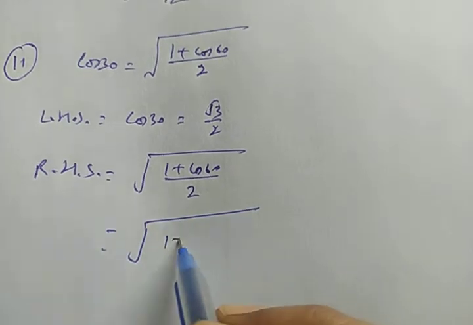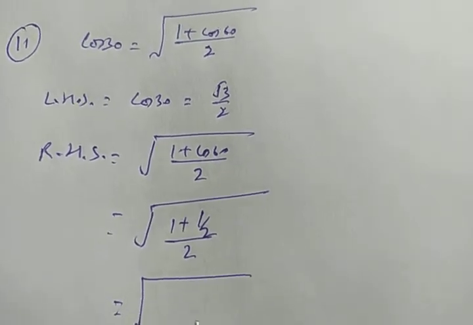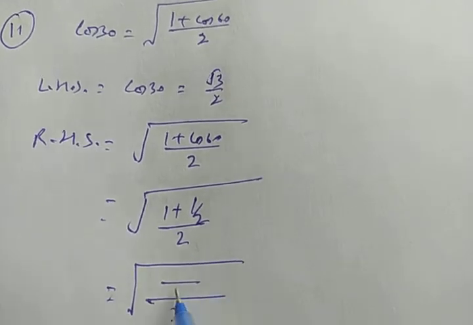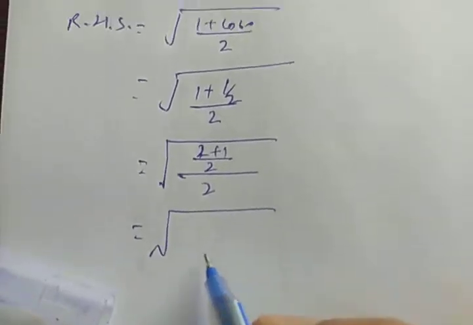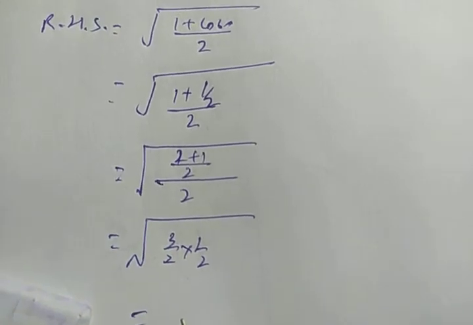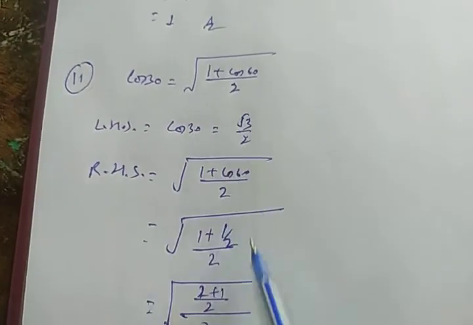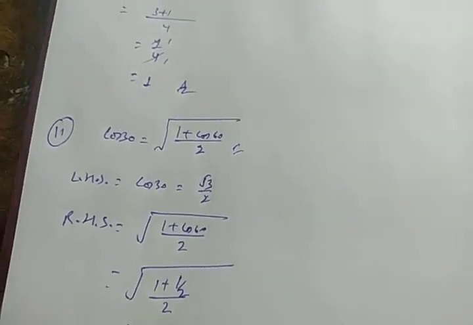1 plus cos 60, that is 1 upon 2, all upon 2, this is 2 in the denominator. Now take LCM 2, 2 plus 1. This will become 3 upon 2 into 1 upon 2 after solving. This is actually coming under root 3 upon 2. When these two numerical values are coming similar, hence the given expression is correct. In these two manners you should solve the questions.